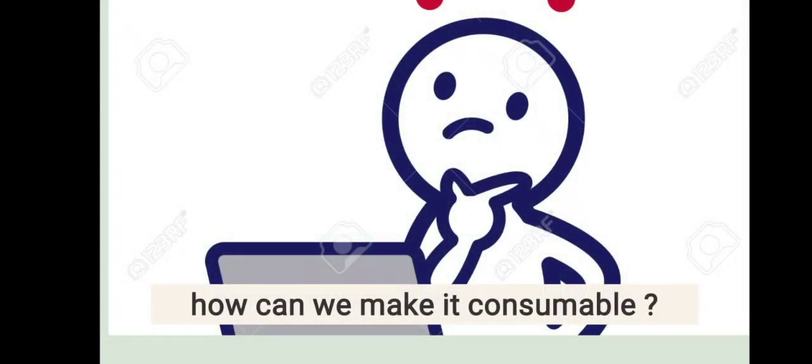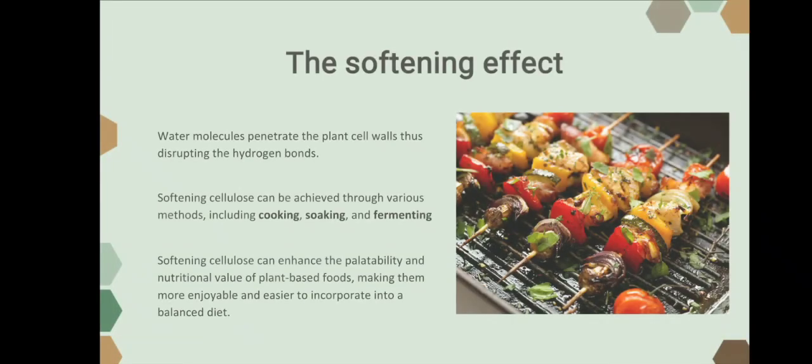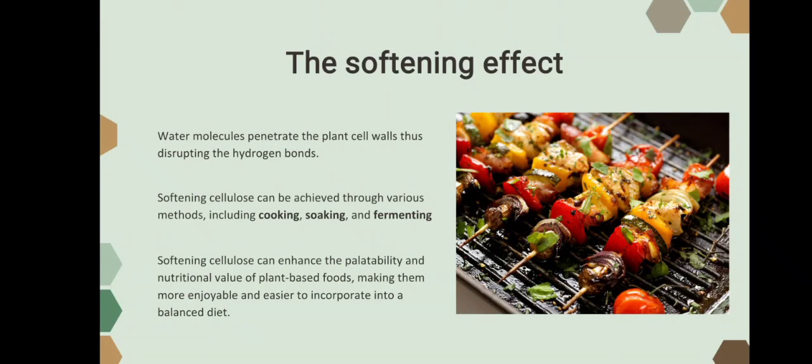So how can we make it consumable? The softening effect. Water molecules penetrate the plant cell wall, thus disrupting the hydrogen bonds. Actually, softening cellulose can be achieved through various methods including cooking, soaking, and fermenting. Softening cellulose can enhance the palatability and the nutritional value of plant-based foods, making them more enjoyable and easier to incorporate into a balanced diet.